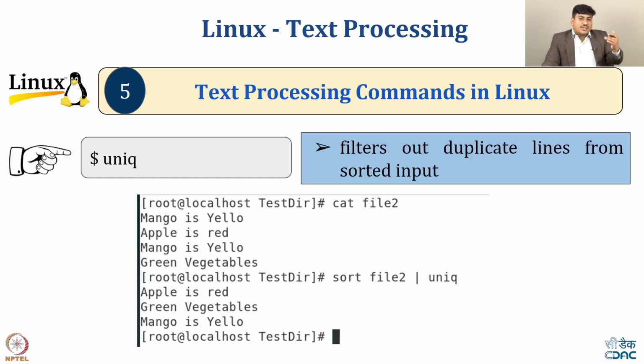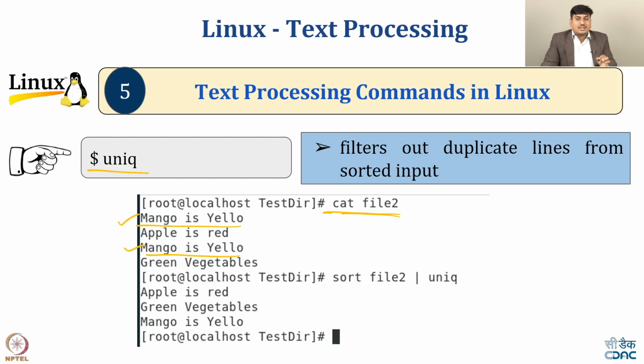It means that first we need to sort that particular file, and from that file, whatever duplicate entries are there, the unique keyword removes those duplicate entries and prints the results. Take an example here: let us say in file 2 there are two entries, "mango is yellow" and "mango is yellow", these are the two entries.